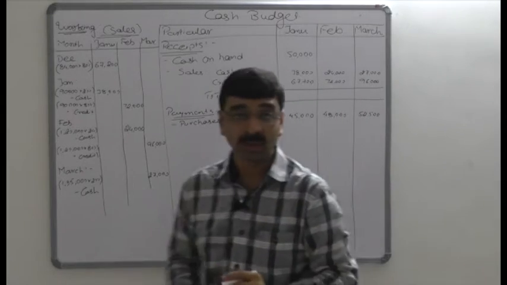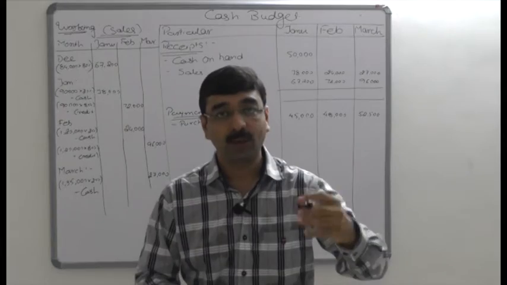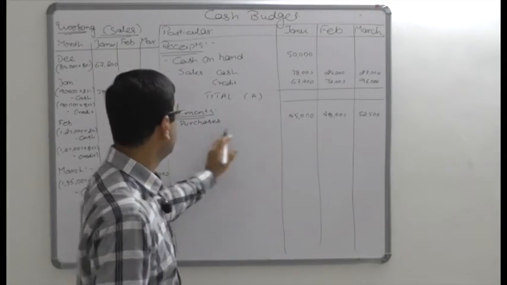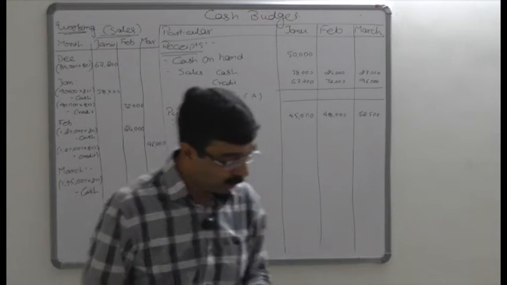So this is your purchases. In this way the credit period has been calculated, and on the basis of the credit period the purchase will be paid in the respective month and written in the respective column.